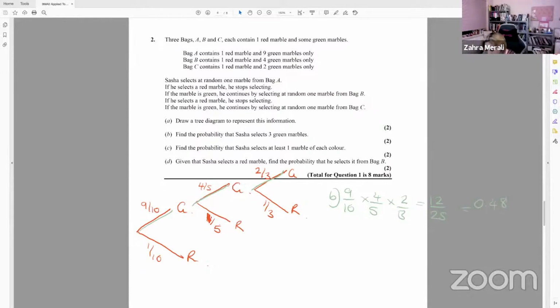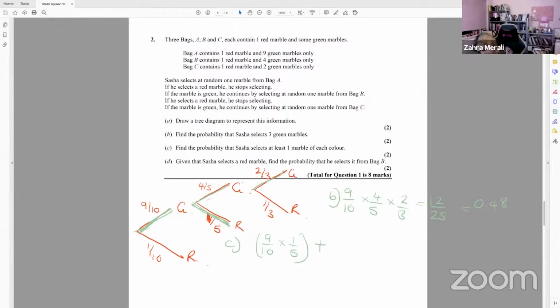Find the probability that Sasha selects at least 1 marble of each colour. Now it's much easier to do that; actually, you could probably just look at all the different combinations. So she selects 1 marble of each colour, which means she could go green and then red. So 9/10 times 1/5. Along branches, multiply; between branches, add.